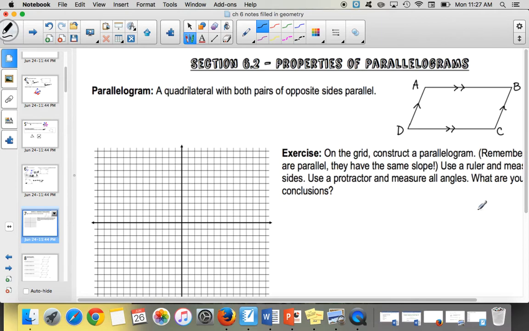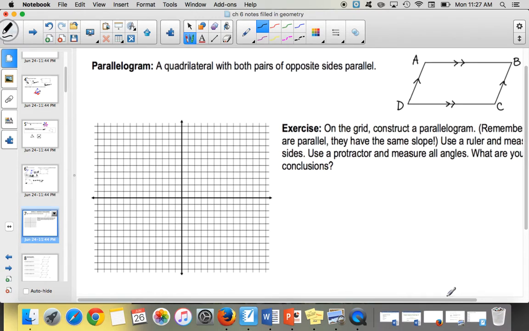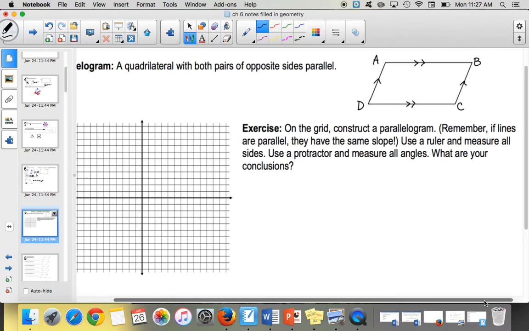It says on the grid, construct a parallelogram. Remember that they have to have the same slope in order to be parallel. Then you can use a ruler to measure all the sides and a protractor to measure all the angles. We're not going to do this, but if I was drawing a parallelogram, I could really draw it anywhere. I could start it here and go up 1, 2, 3, 4, over 1, 2, 3, 4, 5, and you have that one.